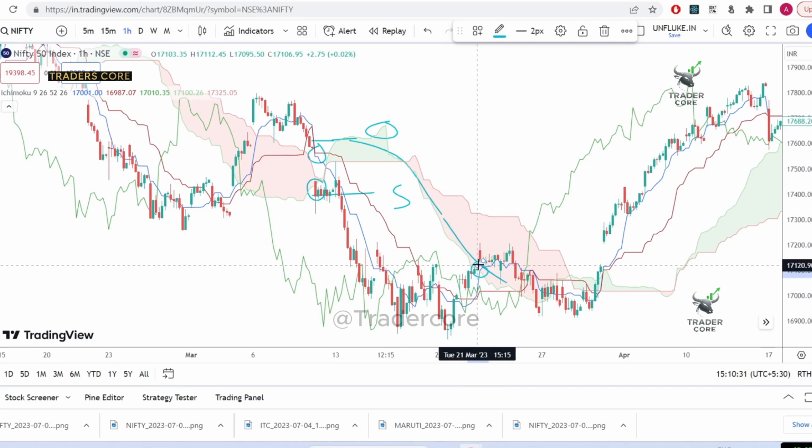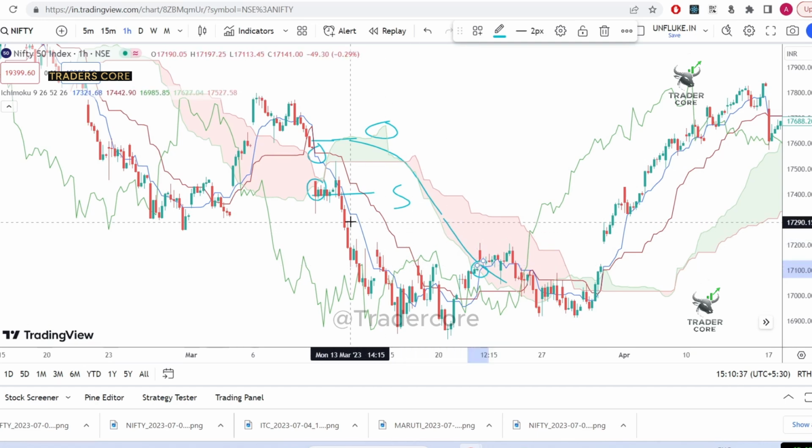It's a little harder to trade with Ichimoku Cloud because there are so many lines, but once you understand what these lines are and you know exactly what you're looking for, then it can be a little easier.